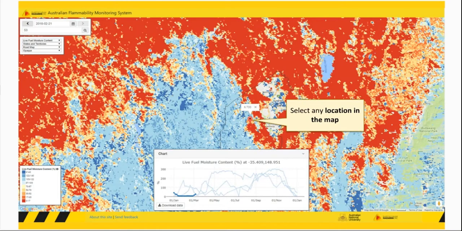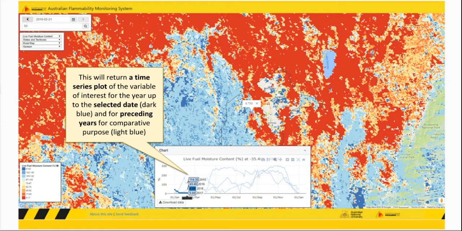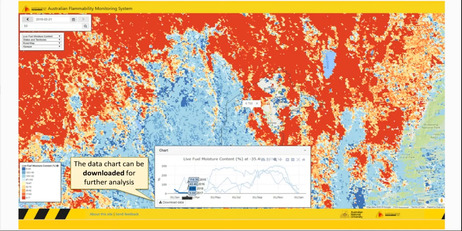You can manually select any location on the map, and this will return a time series plot of the variable of interest for the year up to the selected date, as well as for other preceding years for comparative purpose in light blue. So the data chart can be downloaded directly for you to open and do further analysis.